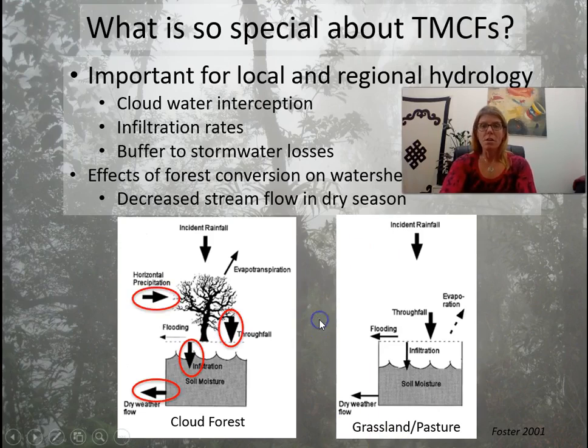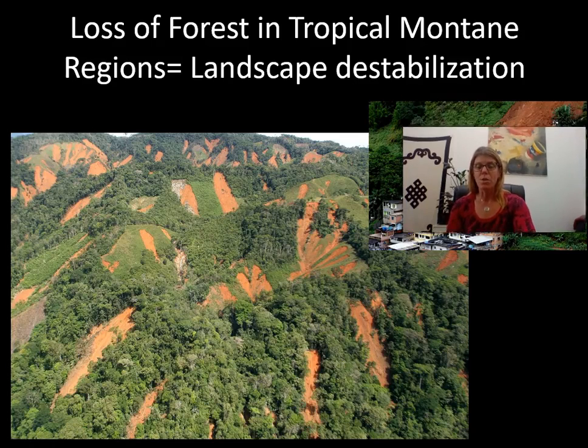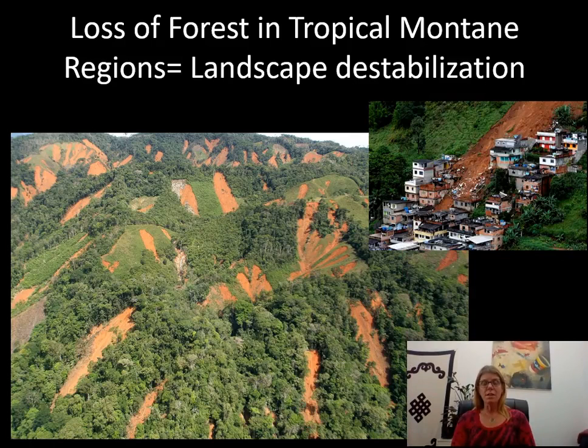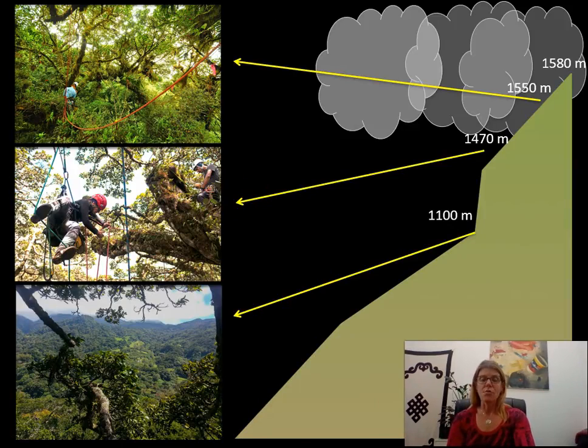Now, in addition, the tropical montane cloud forest is important because it stabilizes the landscape. So in many areas where you have high deforestation rates, you also have high rates of landslides, which is what you see in this image on the left-hand side. So the montane cloud forest is important for diversity, for hydrology, and also just for maintaining the stability of the landscape. And so with climate change, what is happening in the cloud forest?